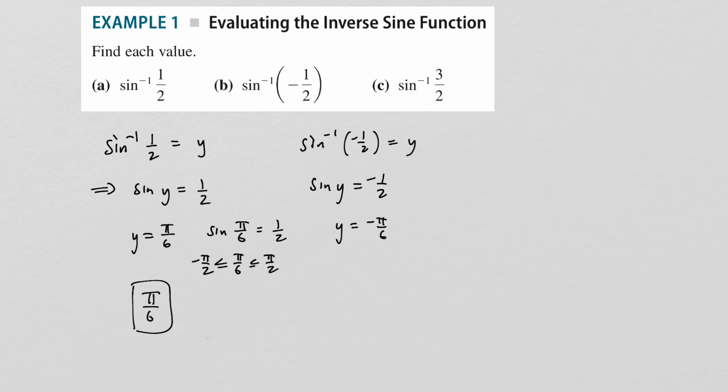Because negative pi over 6 is an angle in the fourth quadrant, and the sine of negative pi over 6 is negative 1/2. So in this case, it is negative pi over 6.